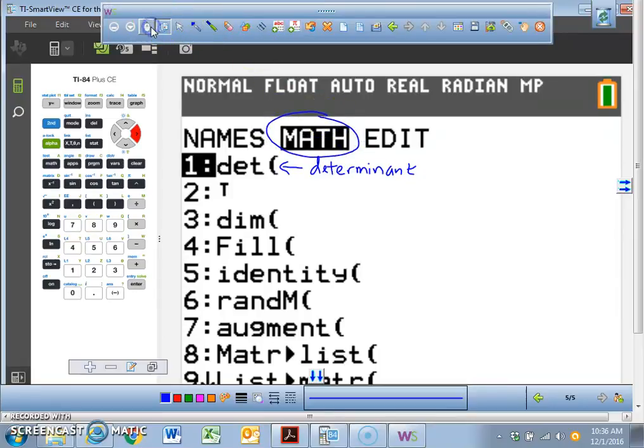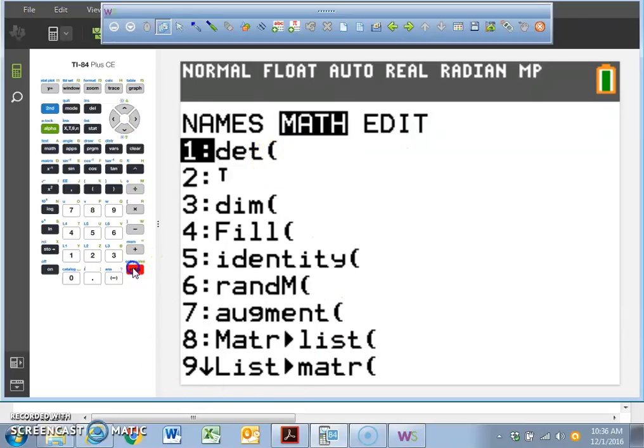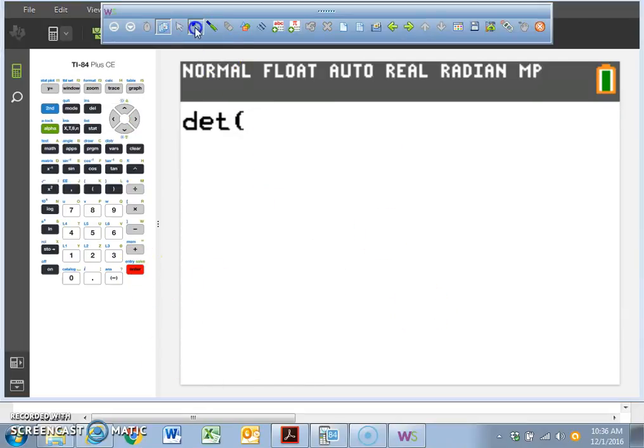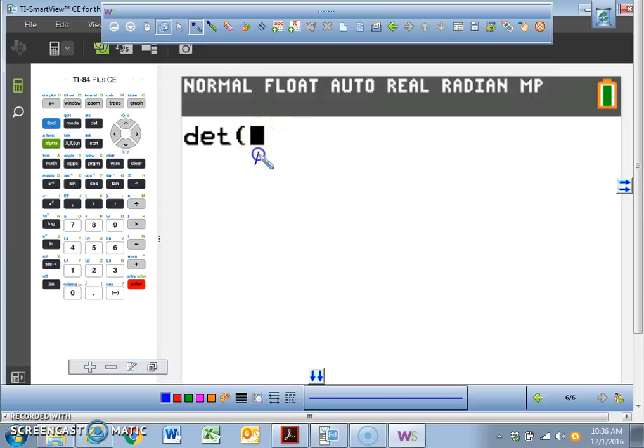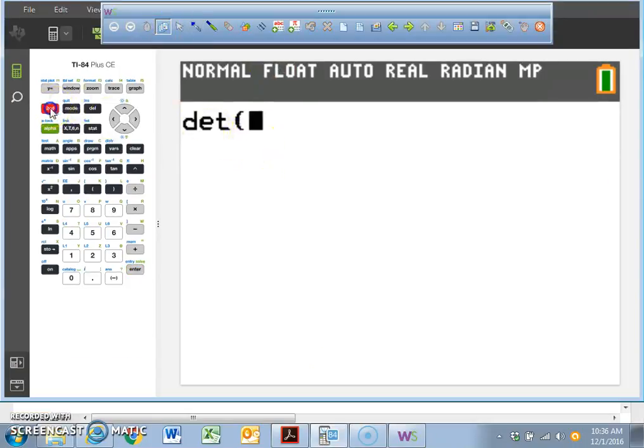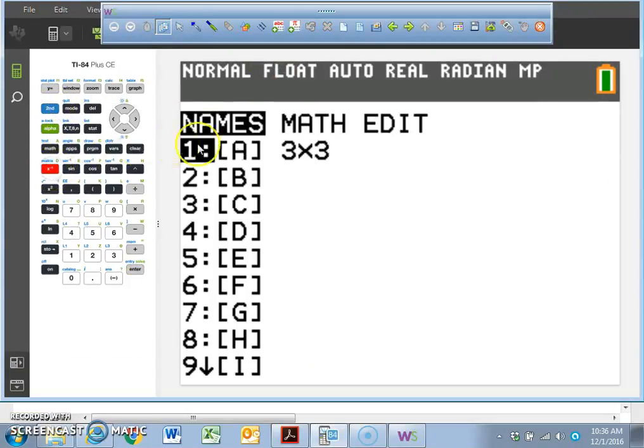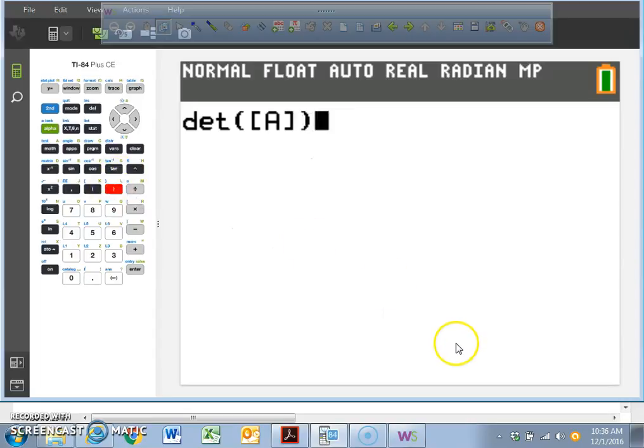So what I need you to do now is once you've located that, press enter. But we want this to be determinant what? Determinant A. Right? So what do we have to do to get that matrix A? Go back to your matrix window. All right? So second x -1, select A. Close the parentheses and press enter.